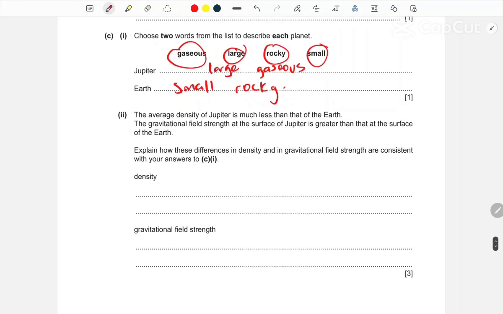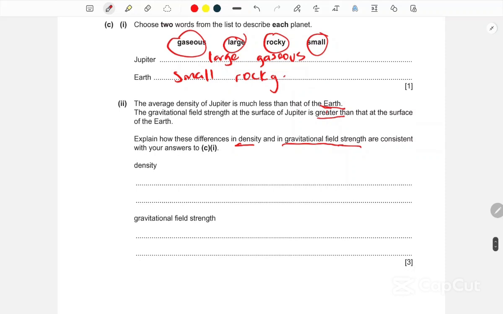Part 2. The average density of Jupiter is much less than that of Earth. The gravitational field strength at the surface of Jupiter is greater than at the surface of the Earth. Explain how these differences in density and gravitational field strength are consistent with your answers to C1.